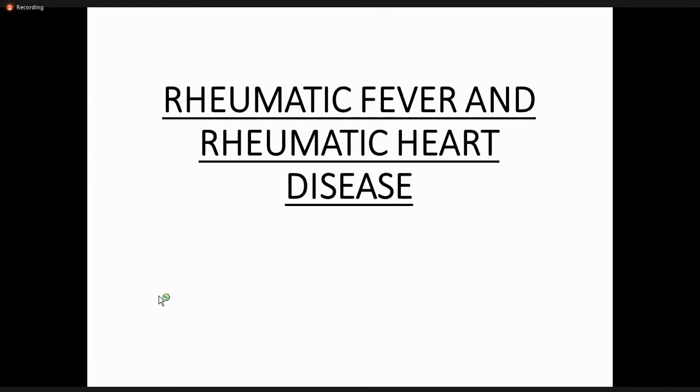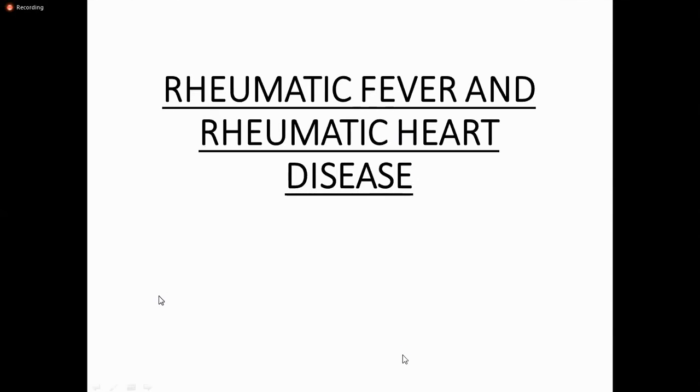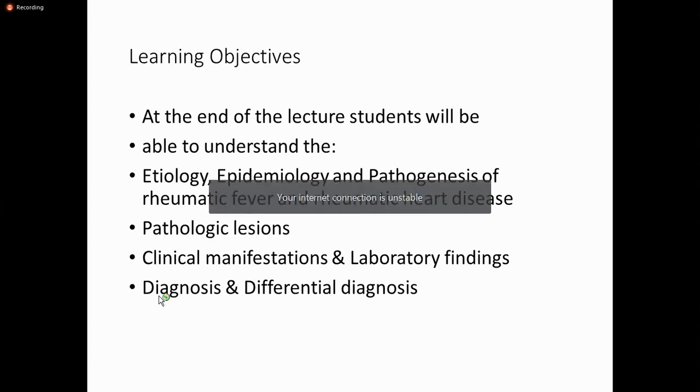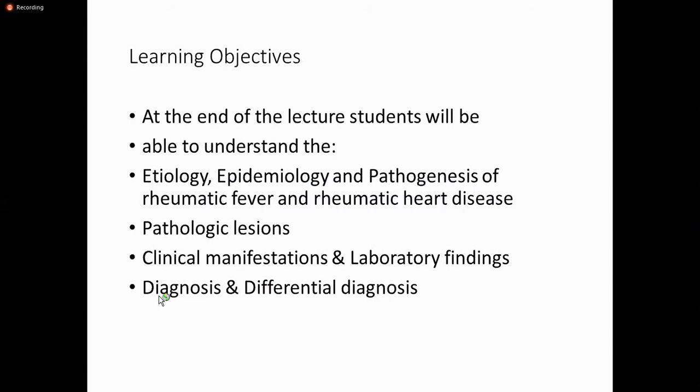So basically these two pathological conditions are related to post-infective bacterial infection. Today's learning objectives are: what is the basic etiology, epidemiology and pathogenesis of rheumatic fever and rheumatic heart disease, what is the pathological lesion we observe on autopsy or biopsy, and what are the clinical manifestations, laboratory findings, and differential diagnosis.